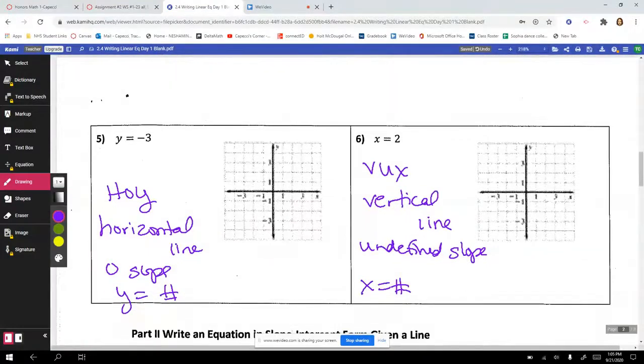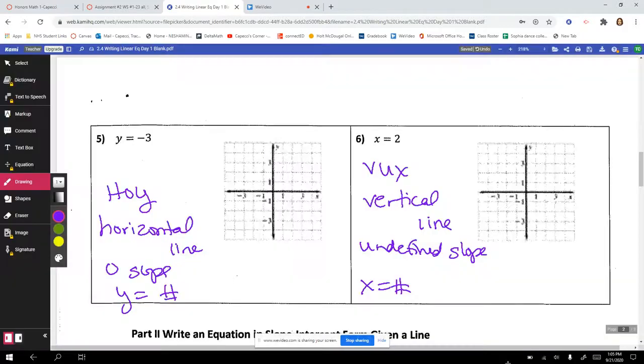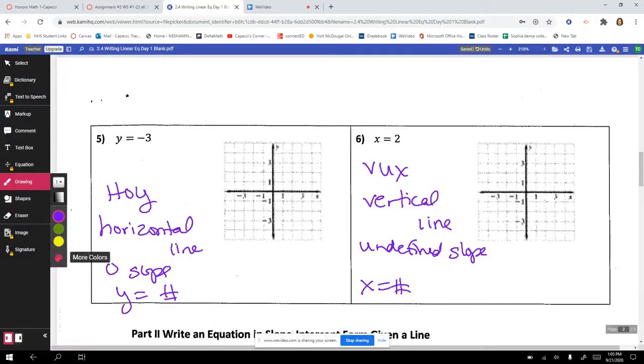Okay, so we have a couple more here. This y is equal to -3. That's a horizontal line. And if you look at 6, it's x is equal to 2. There's a way that we've used in the past that helps us identify the difference between a horizontal and vertical line. We call this Vuxhoy. So if it has a y equal to, it's a Hoy. That makes it a horizontal line. The slope is 0. That's what that O stands for, a 0.